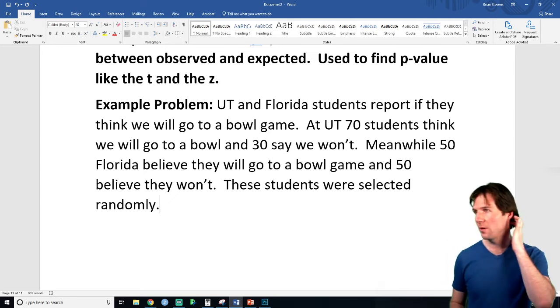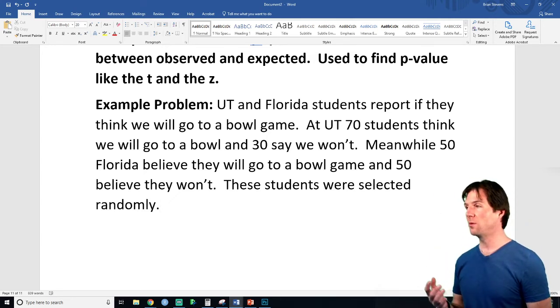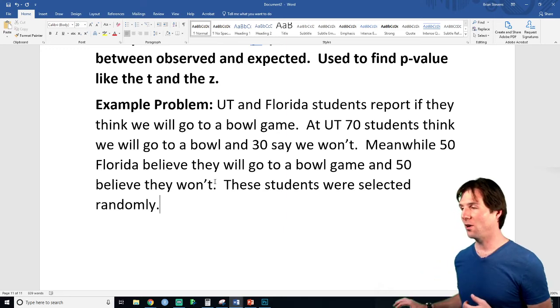So I want you to look at this question right here. This is the big part of it. When you go up to someone, you'd have to ask them, are you a UT student? Are you a Florida student?